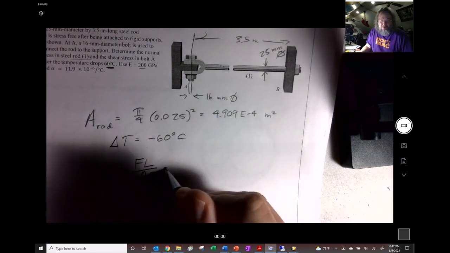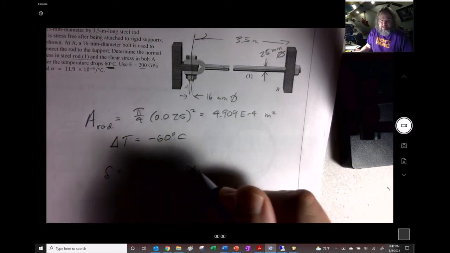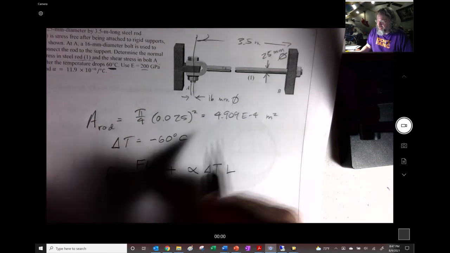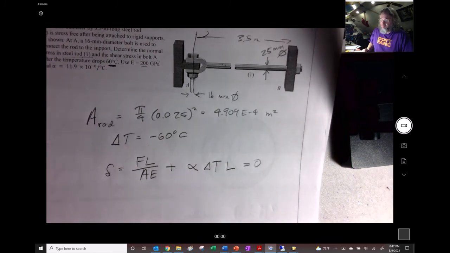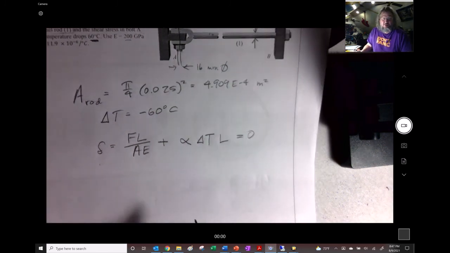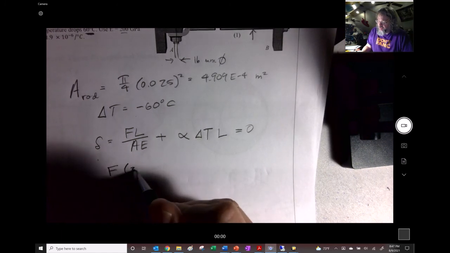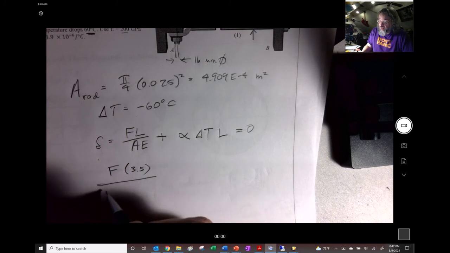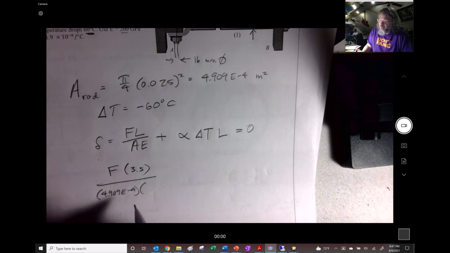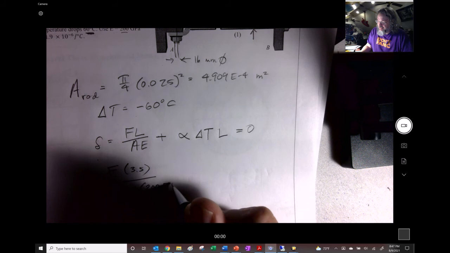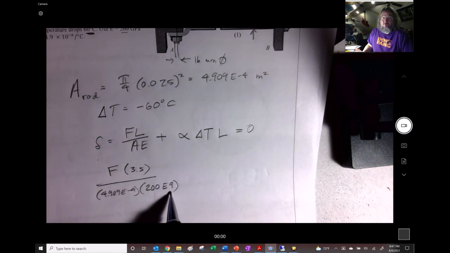But it's got to be 0. So if you add in the alpha delta T times length, that right there has to equal 0 because it can't deflect. It wants to deflect, but it can't deflect. So we stick the force in there. The length is 3.5. The area, 4.909 E minus 4. The elastic modulus, they said it was 200 gigapascals, right? That's E9 for newtons per meter squared, right? Giga is the 9.